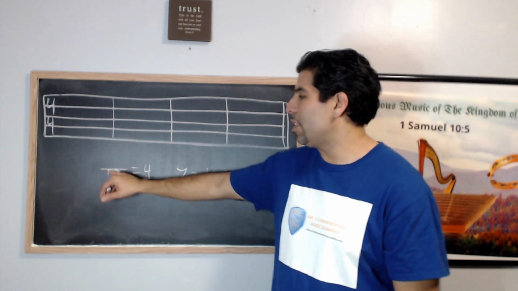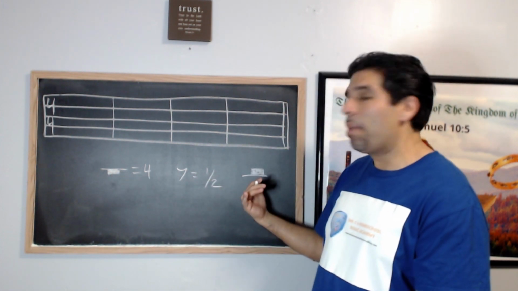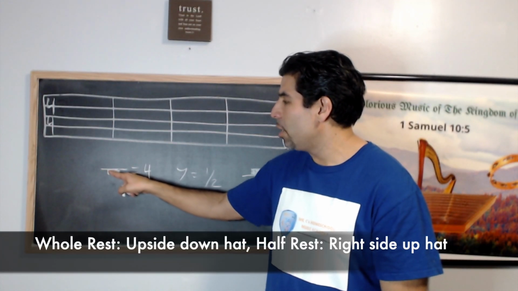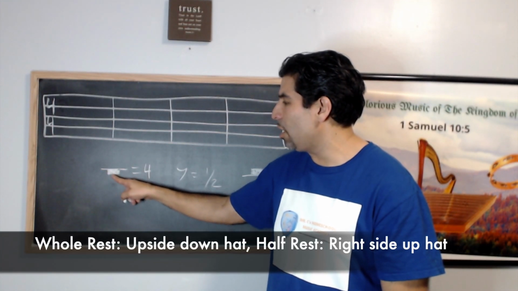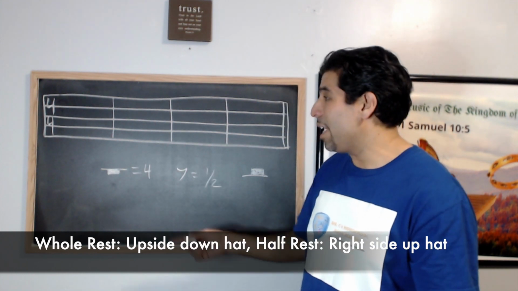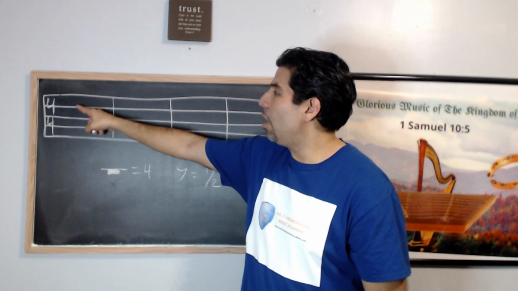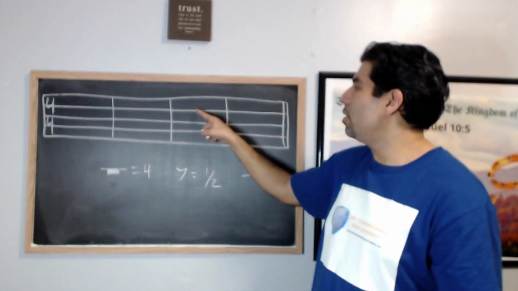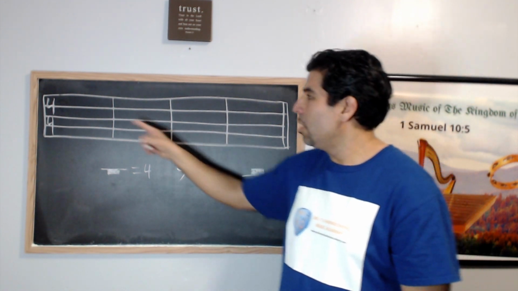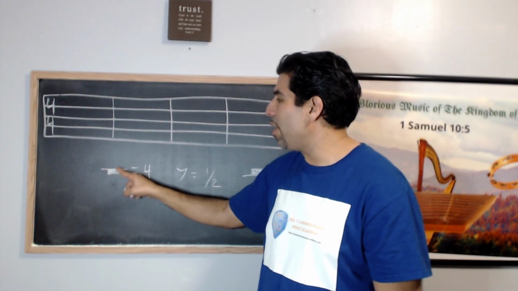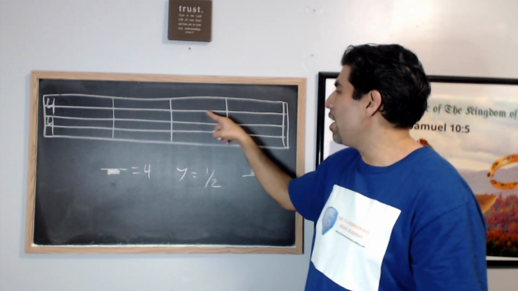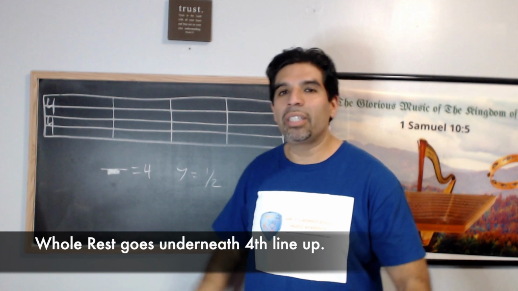However, this is our whole rest. Our whole rest is like the top hat is upside down. Here's the brim, here's the hat part. The rectangle is now drawn underneath, and not just underneath any line. It's going to be underneath the second to top line, which is the 1, 2, 3, 4th line up. So we're going to have that rectangle drawn underneath the 4th line up.